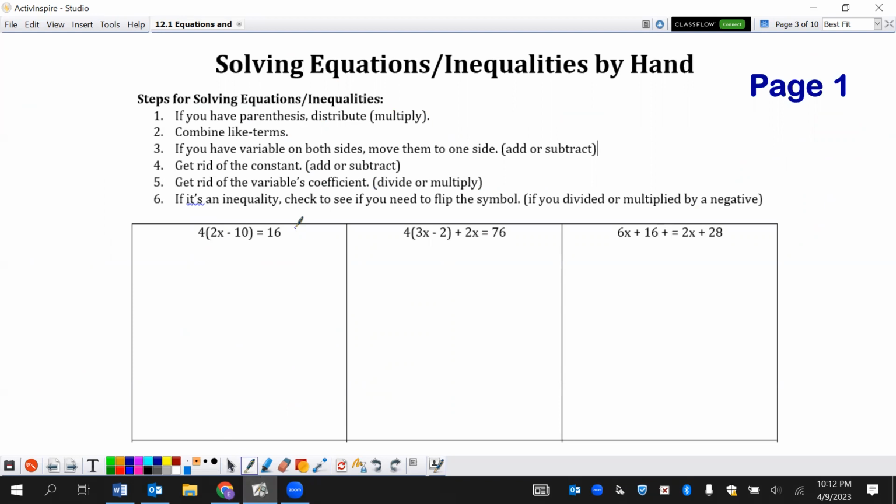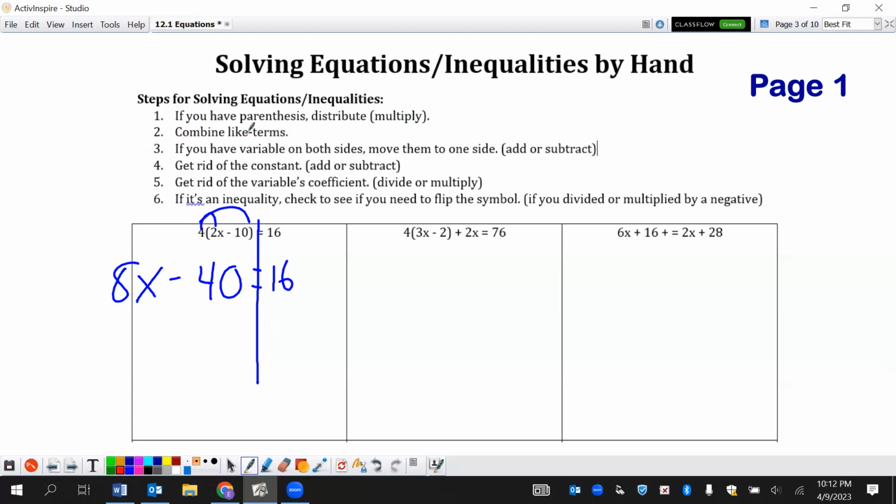You are going to draw a line through your equal, and we are going to solve this by following this first step. If you have parentheses, distribute, which means multiply. And then multiply the number outside with the numbers inside the parentheses. So 4 times 2, it's 8x, and 4 times negative 10 is negative 40, and the 16 on the other side, I just keep it.